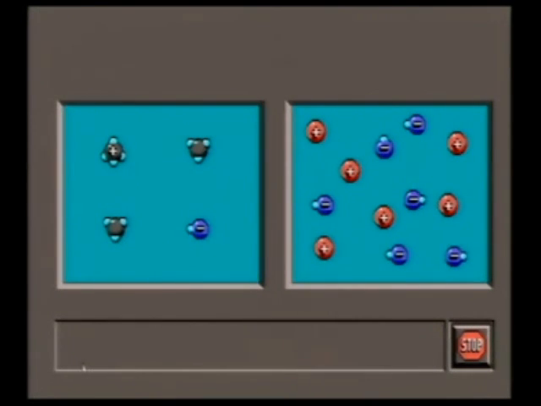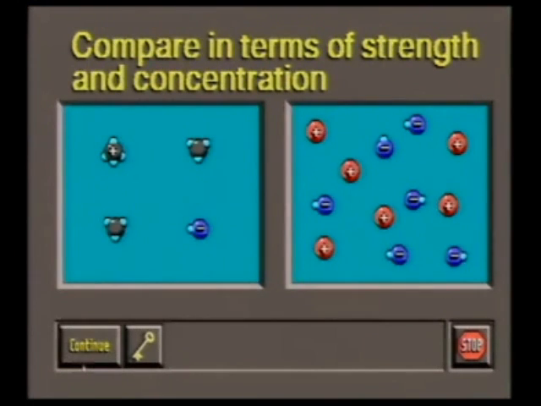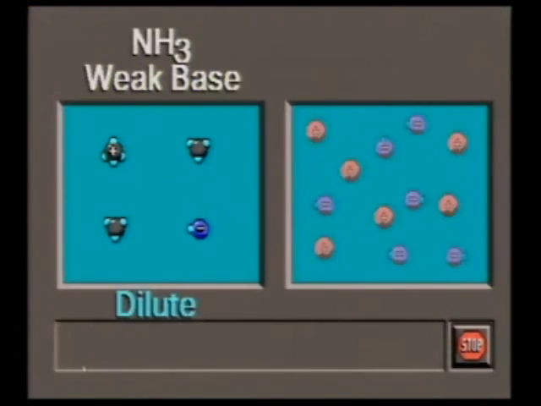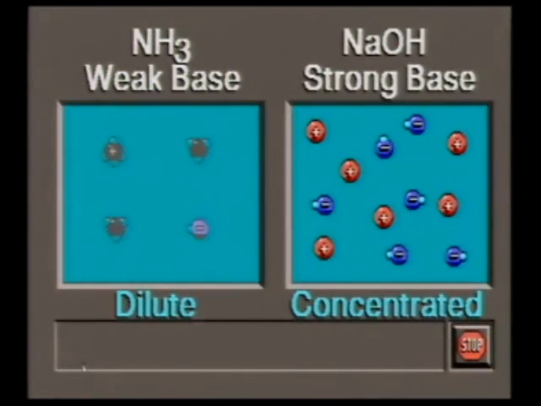Compare these two solutions in terms of strength and concentration. You can tell the solution on the left is a weak base because there are few ions present. Only a small amount of solute is present, so the solution is dilute. The solution on the right contains a strong base because it is completely dissociated. The solution is concentrated because there is a relatively large amount of solute present.